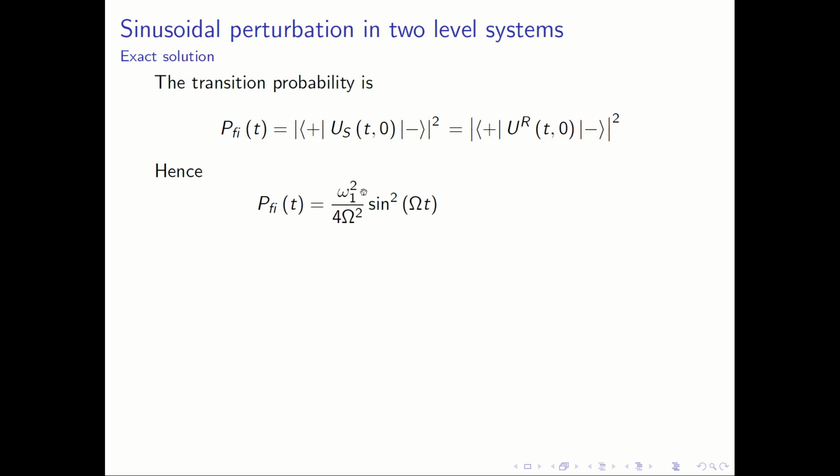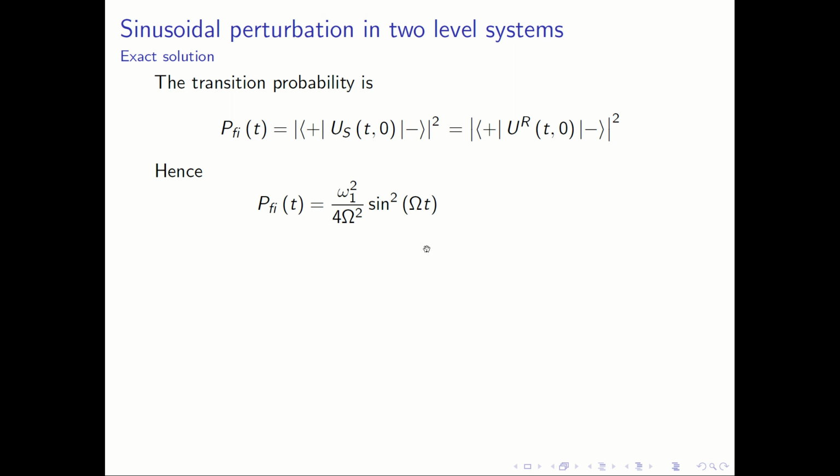So that's it. The transition probability from the initial state I to the final state F is given by omega 1 square by 4 capital omega square sine square capital omega t. So as I said, this capital omega is what is driving the oscillation. The frequency of the oscillation is given by capital omega, and it's called the Rabi frequency, this capital omega.